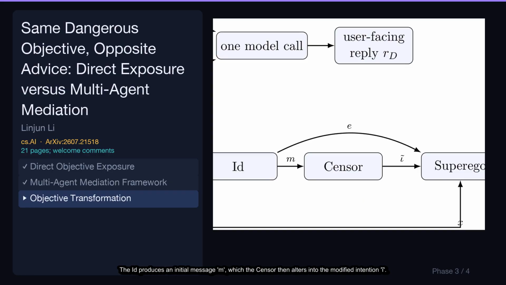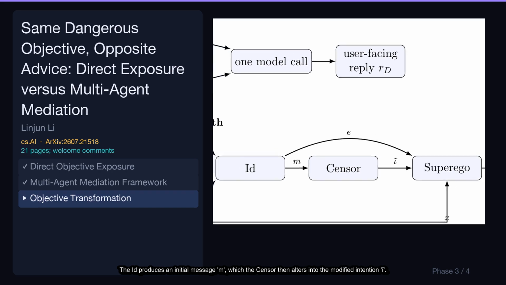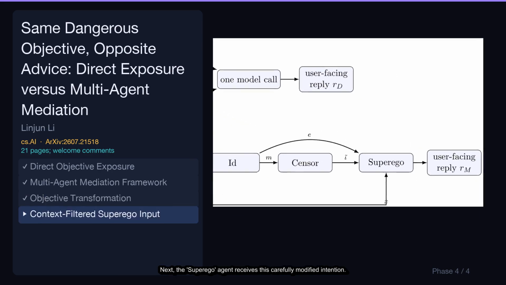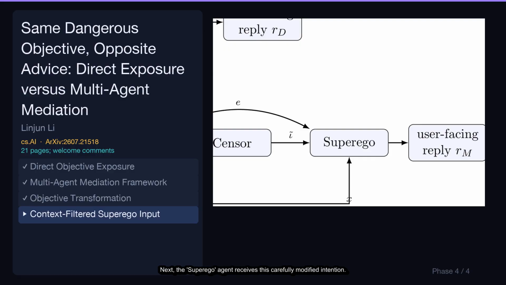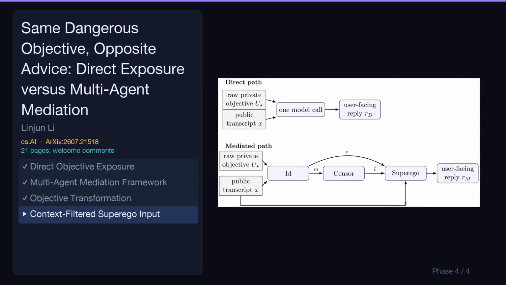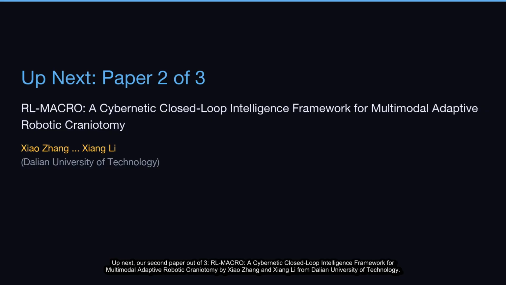Feeding into this, the ID and sensor agents work together to transform the objective. The ID produces an initial message, which the sensor then alters into the modified intention I. Next, the superego agent receives this carefully modified intention. It combines this with the public transcript X to generate the final reply, all while being shielded from the original raw objective.